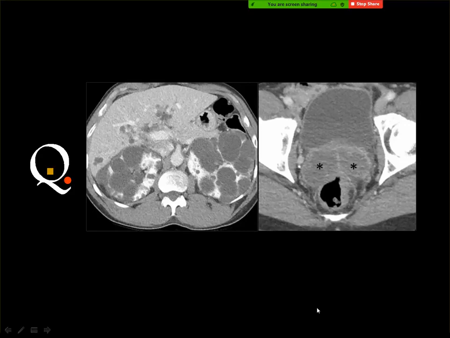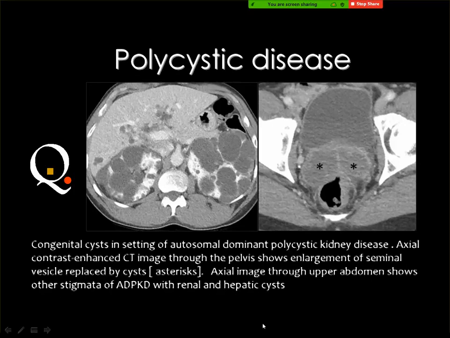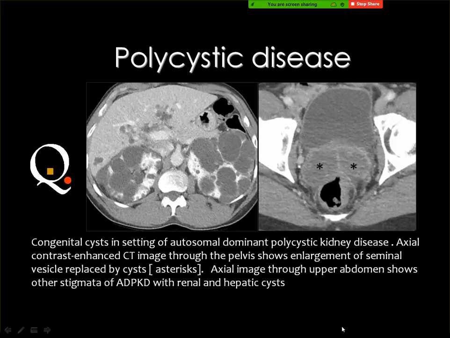Polycystic kidney disease and seminal vesicle. Yes, this is globally polycystic disease affecting the kidneys, the liver, and the seminal vesicle. This is also one of the known criteria for this disease. You can have cysts anywhere, but in the seminal vesicles they are not that common, but you can see these lesions in this particular case.